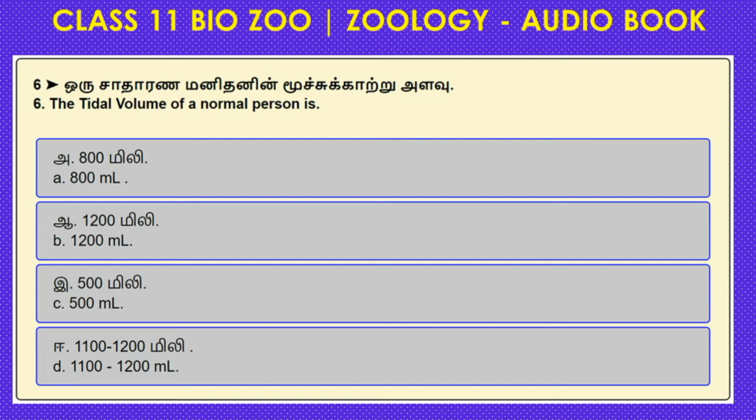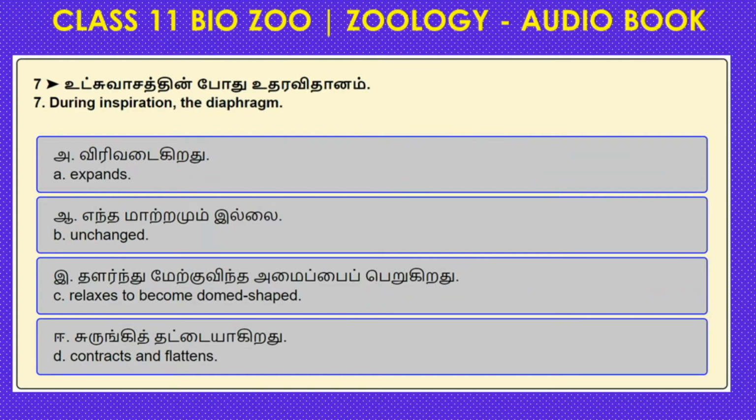Question number 6. The tidal volume of a normal person is A. 800 milliliters, B. 1200 milliliters, C. 500 milliliters, D. 1100 to 1200 milliliters. Answer to this question number 6 is option C. 500 milliliters.